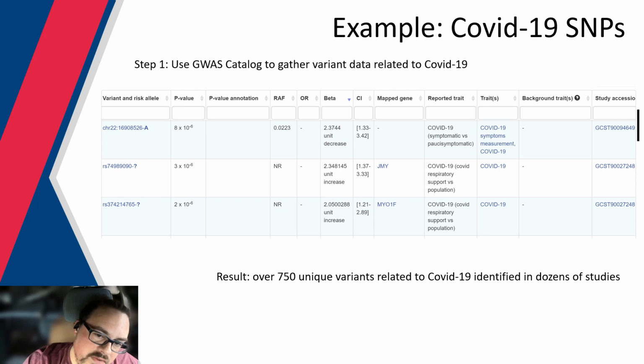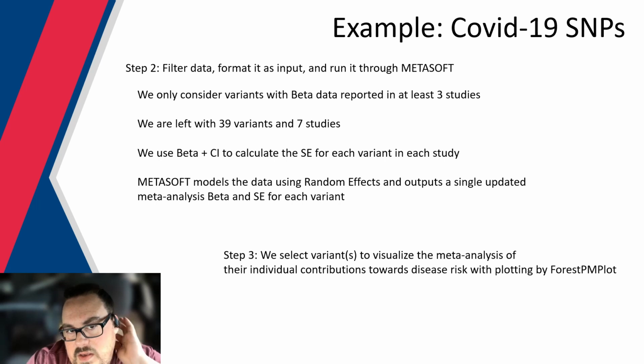And so we take these over 750 variants from the GWAS catalog, and we need to filter it some and format it to be able to put it into the MetaSoft. One thing is, because we're doing a meta-analysis, we only want to look at variants that are being reported across multiple studies, at least 3 studies in this case. When we do that, it actually significantly reduces the number of variants. There's only 39 variants across 7 studies that each variant appears in at least 3 studies.